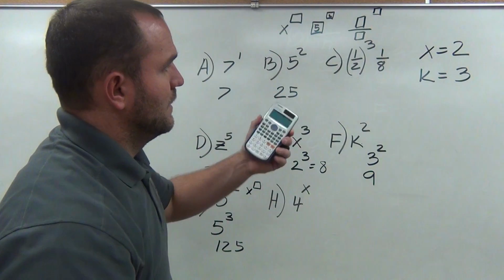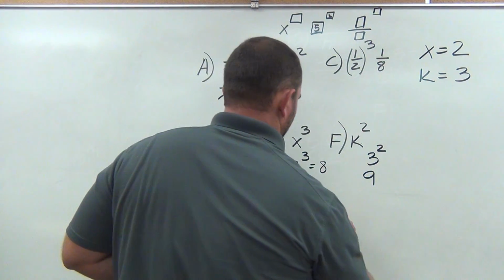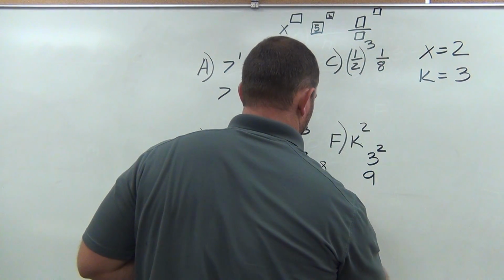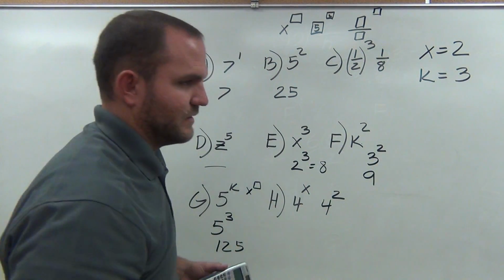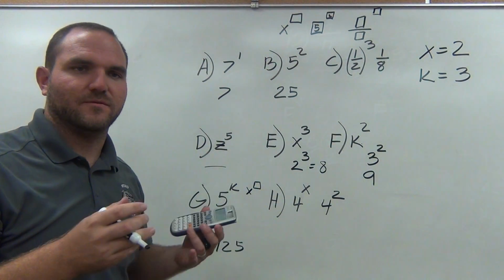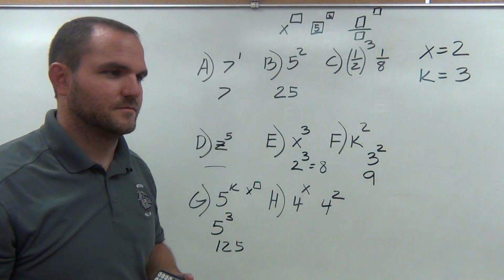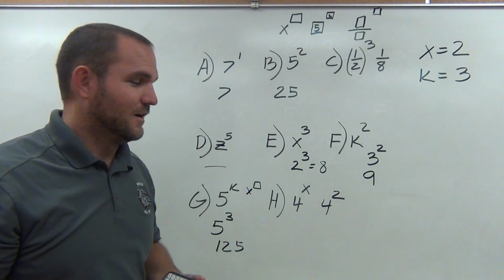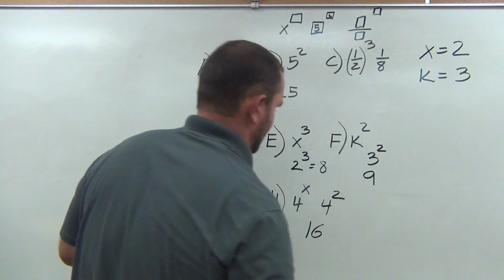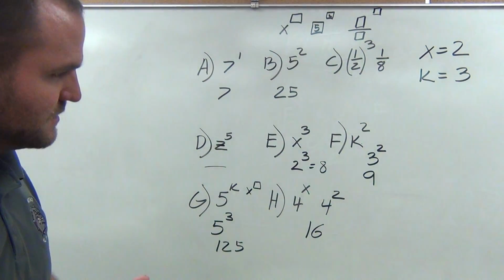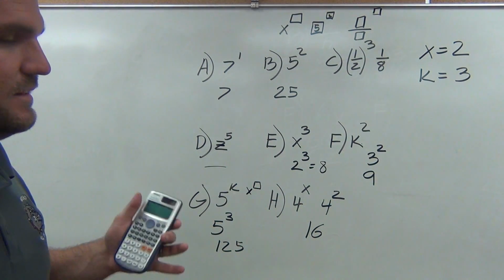All right, moving on to this last one here. We have 4 squared because of the 2. So hopefully, if you know, it would be 4 times 4, all right, that'd be 16. Okay, so there are some examples of using these in your exponents.